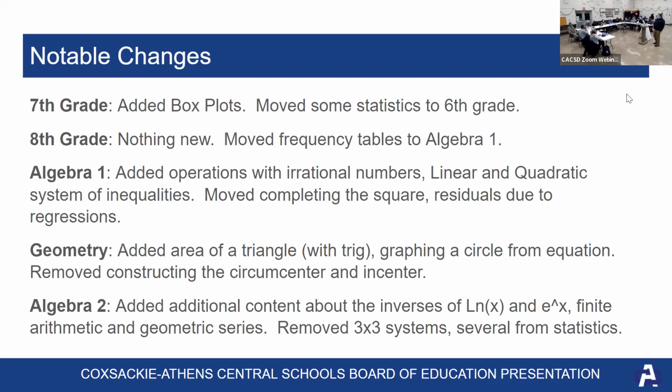They added stuff with irrational numbers, which they used to do, which is like adding, subtracting, square roots and things of that nature. For geometry, they added area of a triangle using trig, graphing the circle equation, which we always did anyways. And then algebra 2 probably had the most stuff added, but they did take out some significant stuff with statistics and the 3x3 systems.